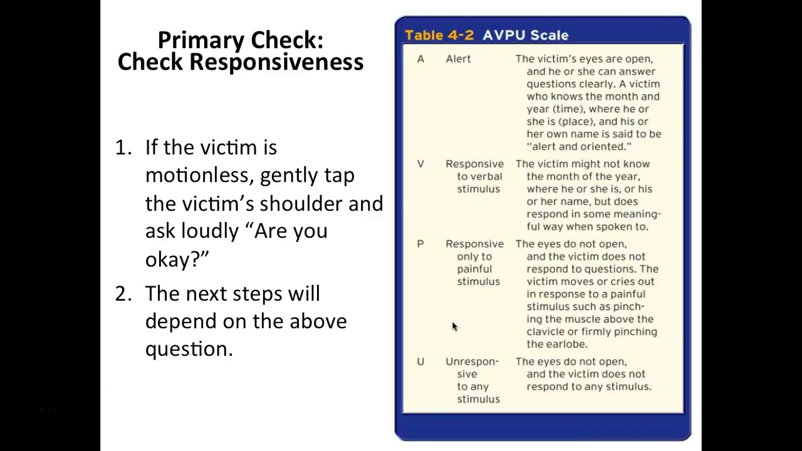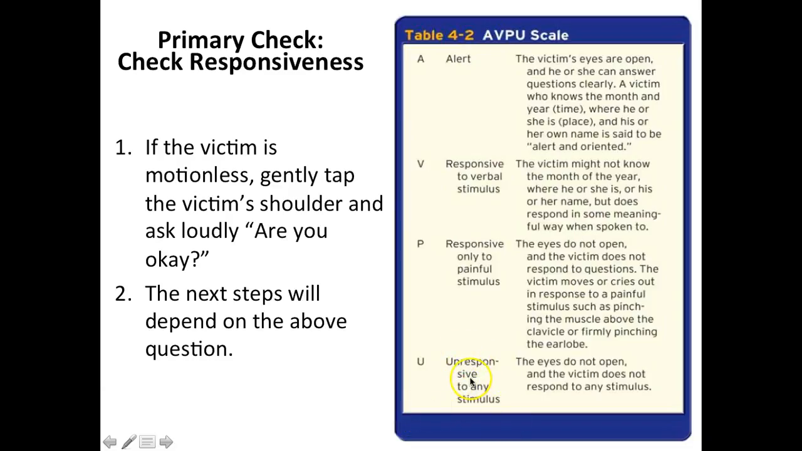Okay. Right here is this little AVPU scale. This is the way you can determine what a victim looks like. Are they alert? Are they responsive to verbal stimulus? Are they responsive only to painful stimulus? Are they unresponsive to any stimulus? Okay, so these three are responsive. Unresponsive is this one here on the bottom.